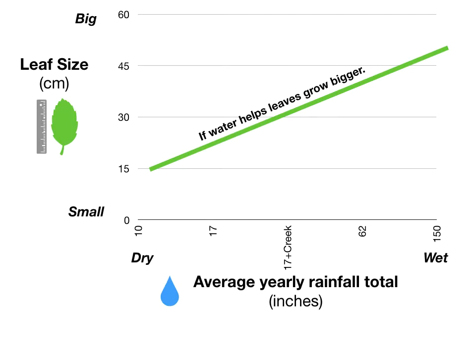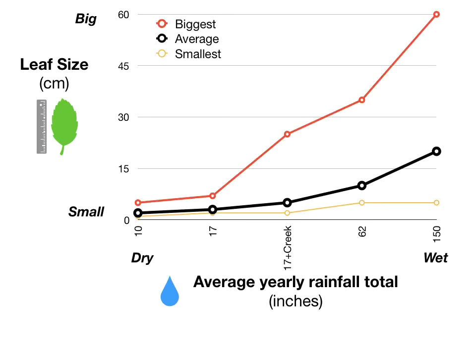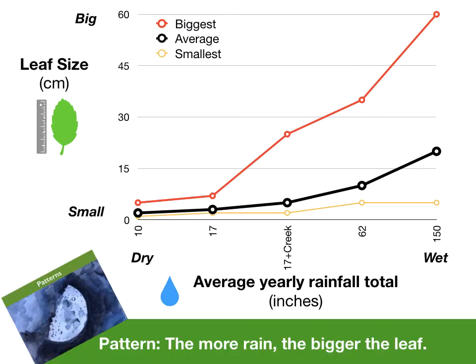So we ask our students to make those predictions and draw those different graphs, and we then look at our data that look like this. We plotted the largest size leaf, the smallest leaf, and the average of all the leaves that we were able to measure. And we see this astonishing pattern. The more rain, the bigger the leaf.